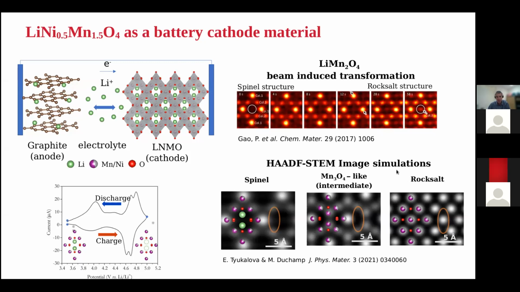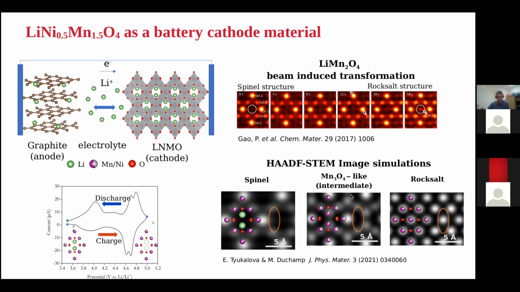And then you have the rock-salt structure, where you have only one atomic column of metallic cation, where the lithium should be. And the rock-salt structure is more stable than the intermediate structure, so that's the one that you are likely to have after many cycles. So let's try to image what is the structure of the cathode material.